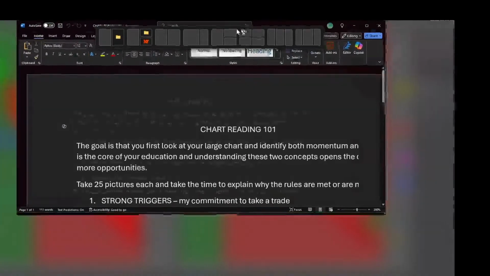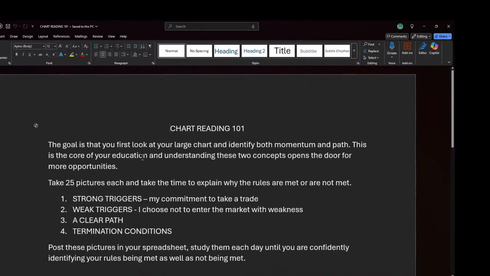I want to talk about how you're going to get to where you want to be fastest, guys. This is part of me giving you everything you need to be successful. I want you to remember you are my horses. This is your water. Whether you choose to drink is up to you. The goal is that you can look at your large chart, identify momentum and path, and this is the core of your education, guys. This is the one thing I want you to believe, that once you understand that, you really will have everything you need to find a way. So once you understand these two concepts, it opens the door.